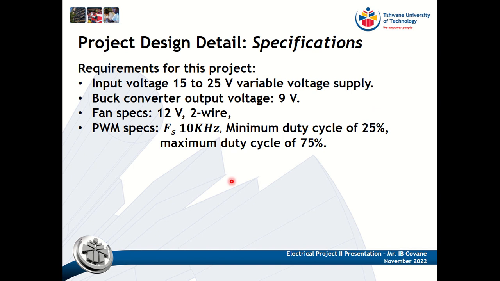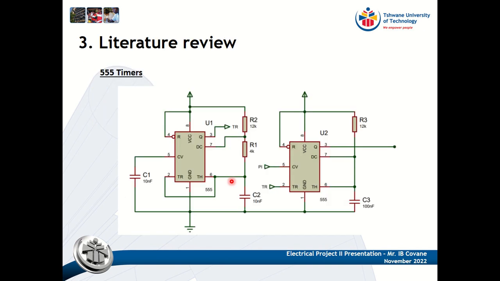Here are some requirements for this project. We'll need a variable input voltage that will vary from 15 volts to 25 volts, and a buck converter that will give a 9 volts output voltage. Then here are some specifications for the fan. This is a computer fan that works with 12 volts. It's a simple fan. Then let's look at the PWM specification. We need a switching frequency of 10 kilohertz with a minimum duty cycle of 25% and a maximum duty cycle of 75%. Let's now look at the literature review.